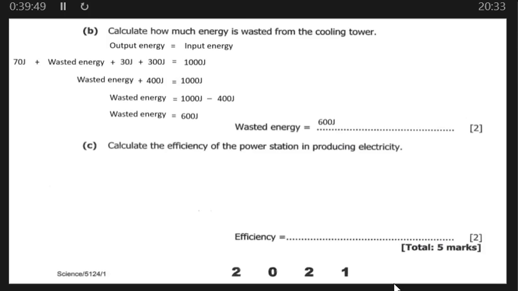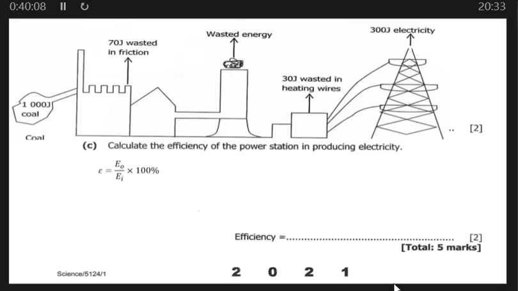All right, then question number C says, calculate the efficiency of the power station in producing electricity. What you should understand is that efficiency is equal to energy output divided by energy input times 100%. So let's bring back our diagram here. The energy input is this energy that was inputted, and the energy output is this one. The energy output is actually the useful energy, not the energy which was wasted. You include only energy which was useful. So it will be 300 divided by 1000 times 100, which will give us 30%. Efficiency is given in percentage, so it will be 30%.